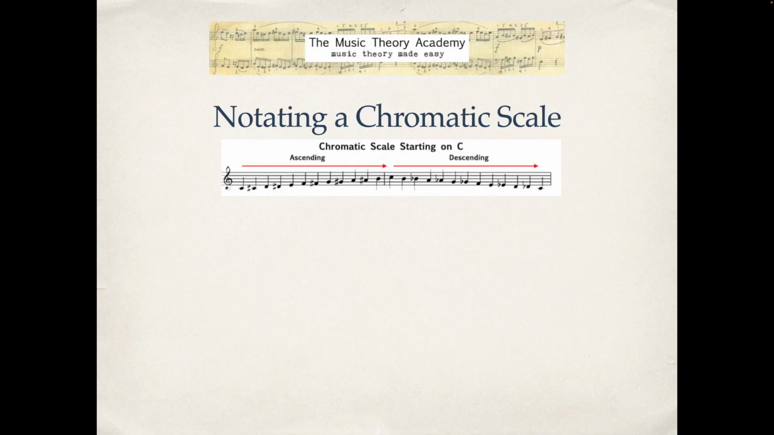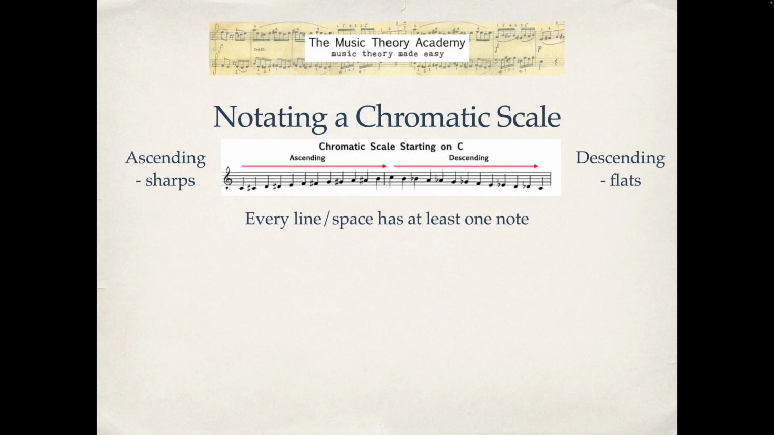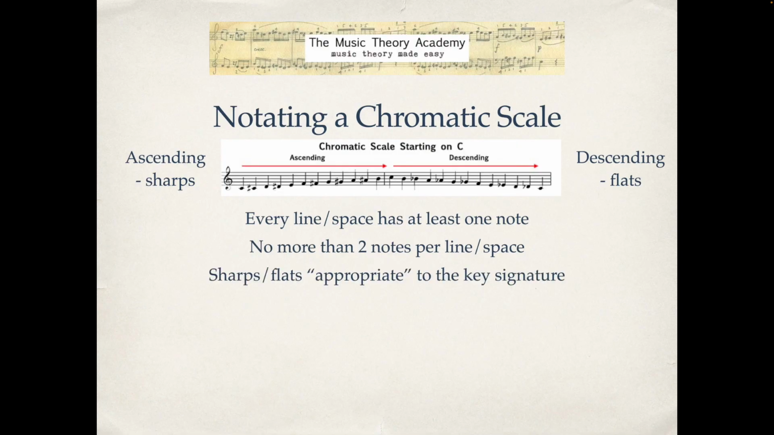Well, let's look at the example I just gave you. You can see a couple of things straight away. Firstly, the ascending chromatic scale tends to use sharps, and when you're descending, you tend to write flats. However, there are a few other things to think about when notating a chromatic scale. Firstly, every line and space must have at least one note. Secondly, however, there should be no more than two notes for every line and space.